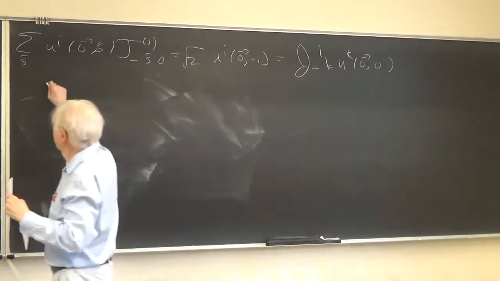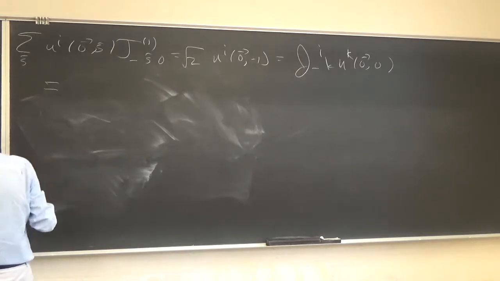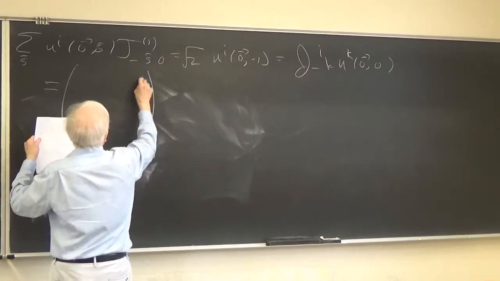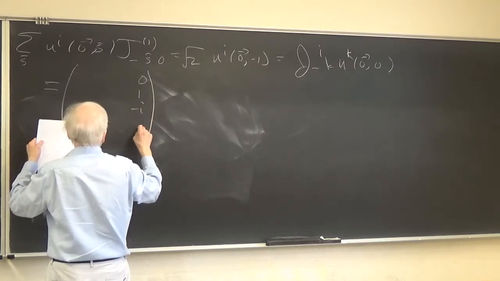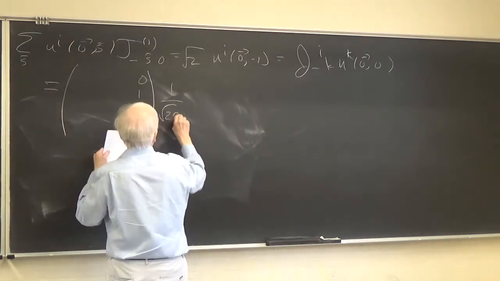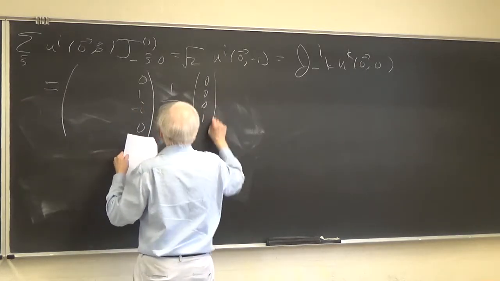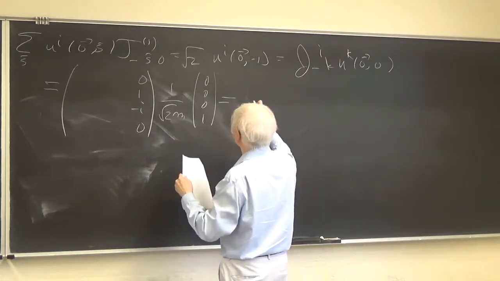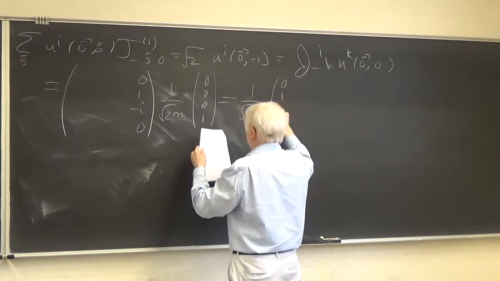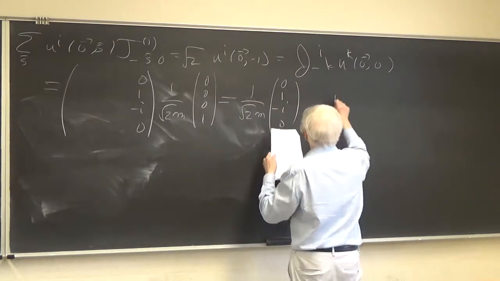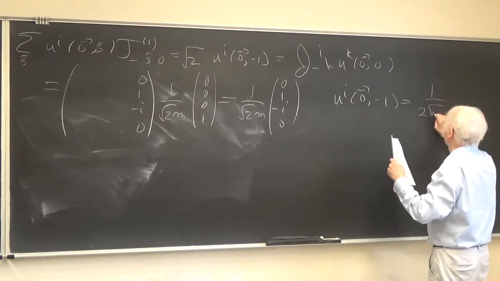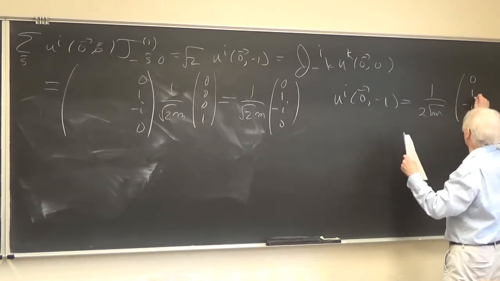And now if we look at what script J minus is, I'll just write in the non-zero part. 1 minus I, 0. In fact, we only care about the last column because that's the only part that contributes. And so this is 1 over square root of 2m, 0, 1 minus I, 0. And so this gives us the rule UI of 0 and minus 1 is 1 over 2 square root of m, 0, 1 minus I, 0.